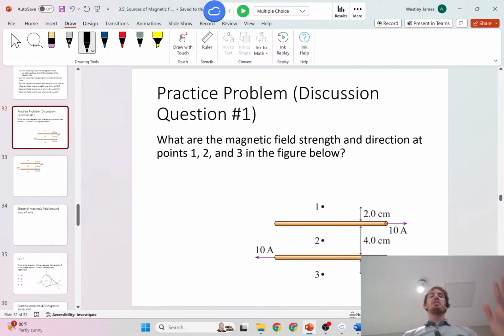So I'm not going to do all three spots here. I'll do a couple of them, set it up. So the question is, what is the magnetic strength and direction at points 1, 2, and 3?